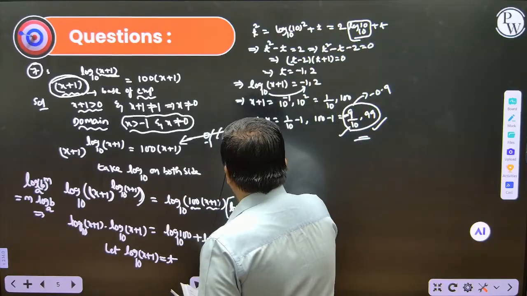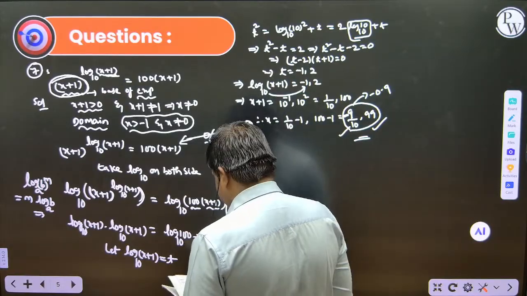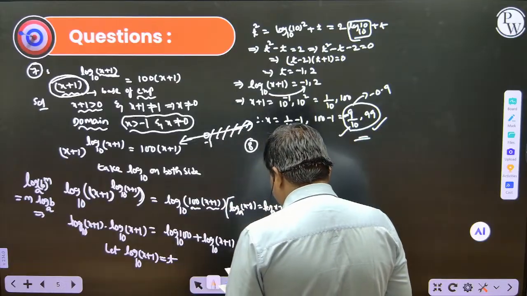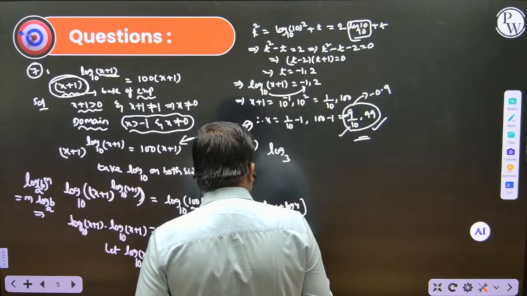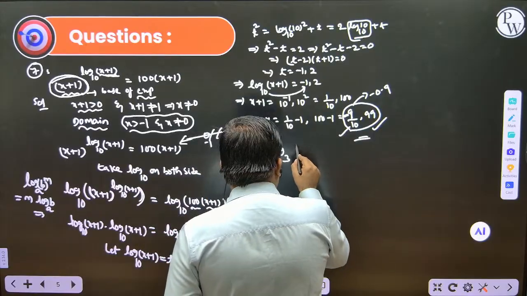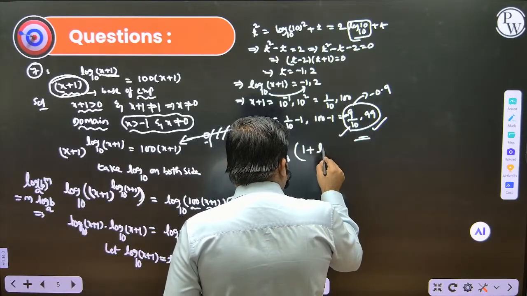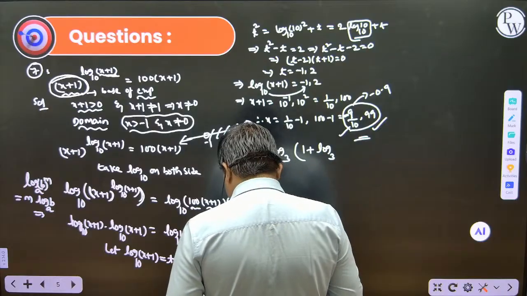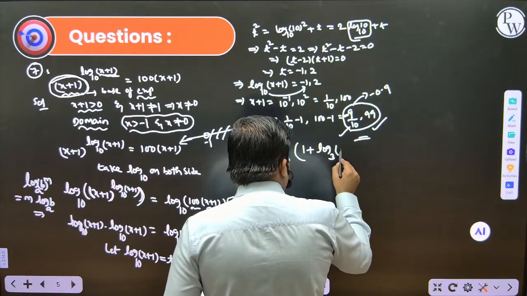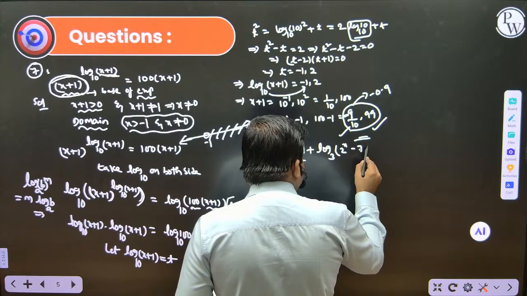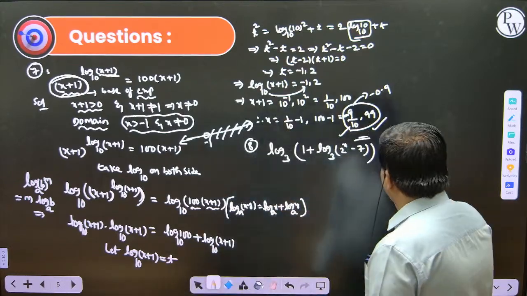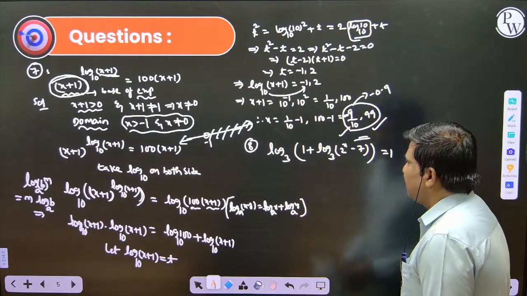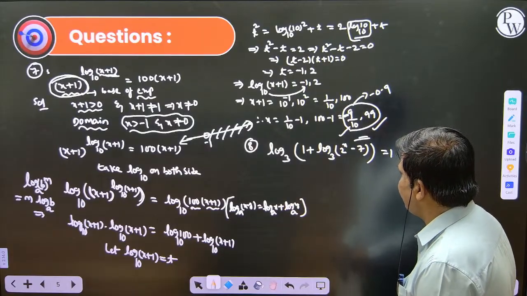Coming to question number 8. See, log base 3 of (1 plus log base 3 of (2 power x minus 7)) is equal to 1. This is the solution you want to find out here.